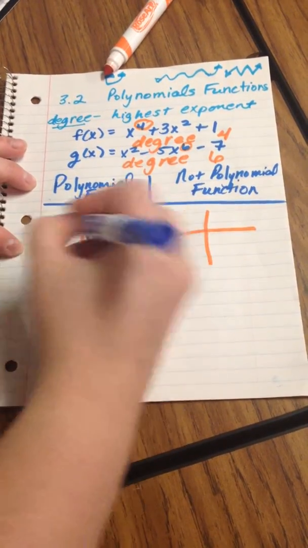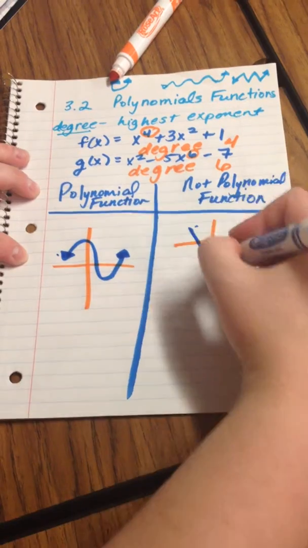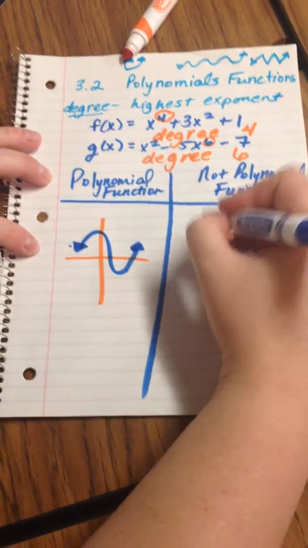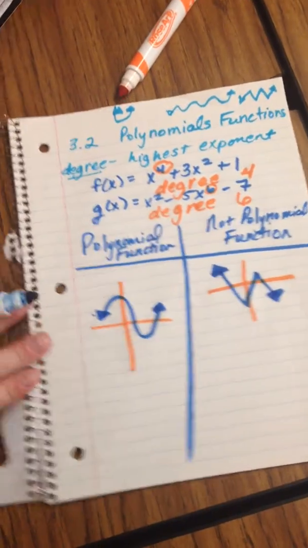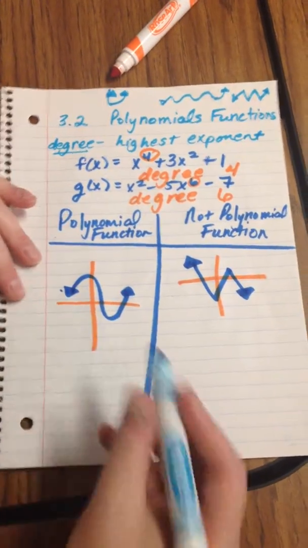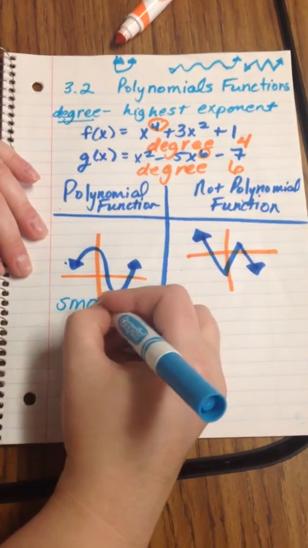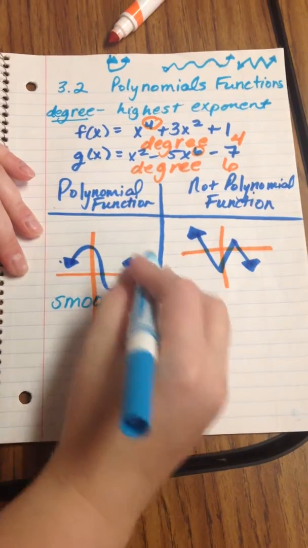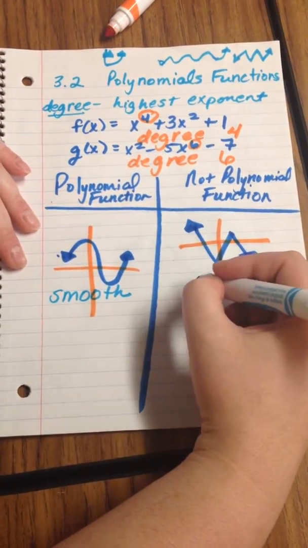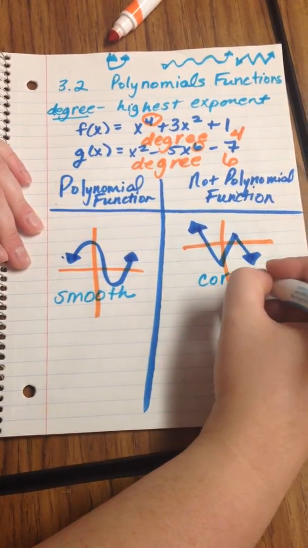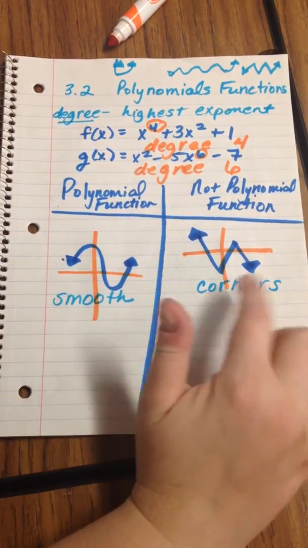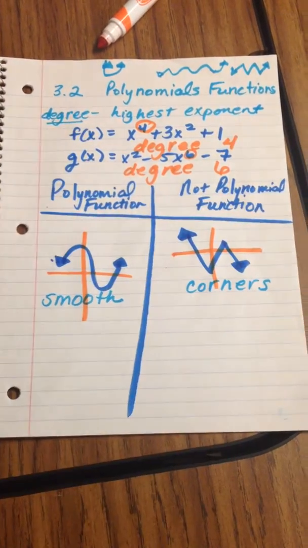Let's say this is my polynomial function and this is the one that's not. I'm sure you can tell that the one that is a polynomial function is smooth. The one that's not is jagged and has corners. So if you have jagged corners, it's not a function.